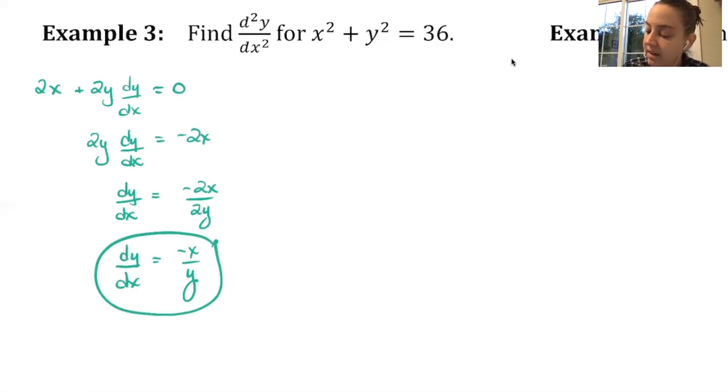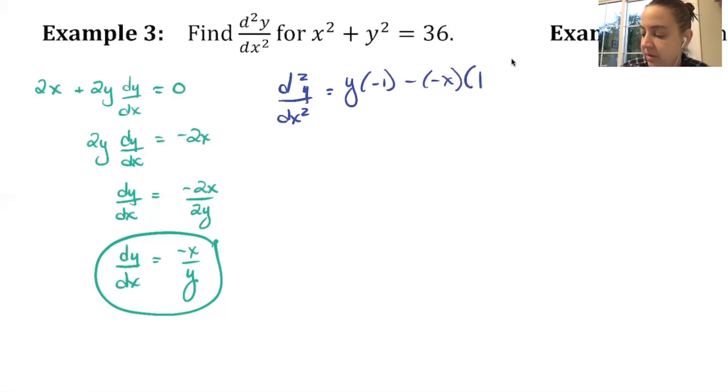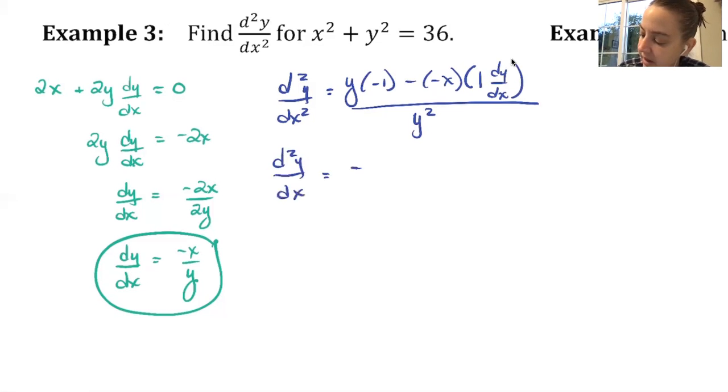Now we have to find the second derivative. So d squared y over dx squared. Now I'm looking at a quotient rule. So the bottom times the derivative of the top minus the top times the derivative of the bottom. Now the derivative of y is 1, but it's a y term, so dy dx, all over y squared, the bottom squared. That is the calculus step. I'm just going to clean this up a little bit. -y plus x dy dx over y squared.